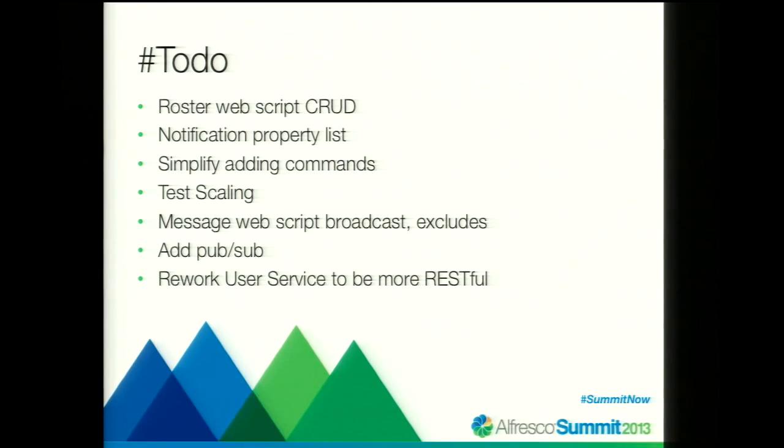It could also be that we have another system that's not a user. We have another system that needs to be notified when properties update. And so we can send messages through XMPP to another system that might want to know when those things are changing in Alfresco, in real time.